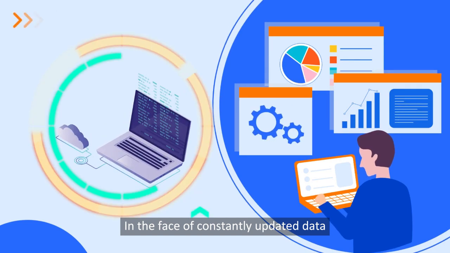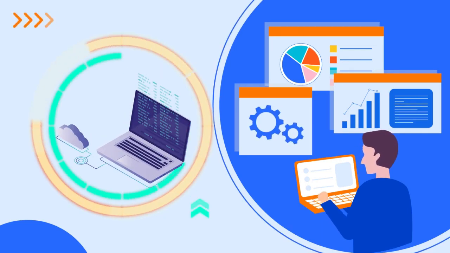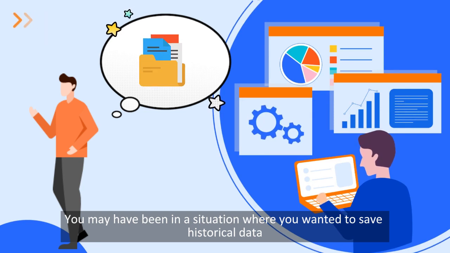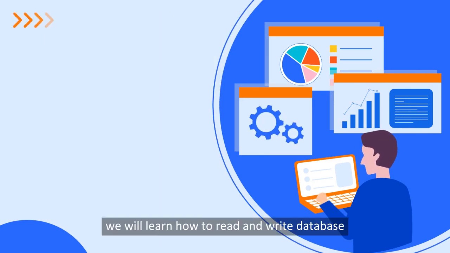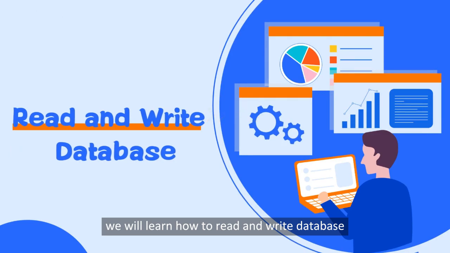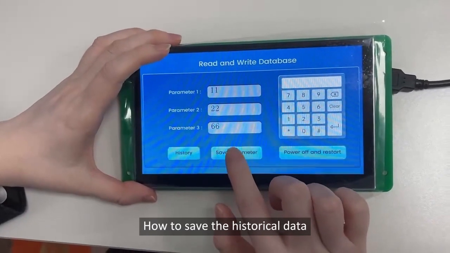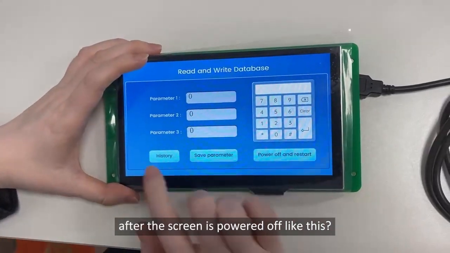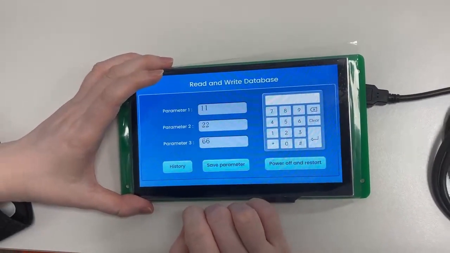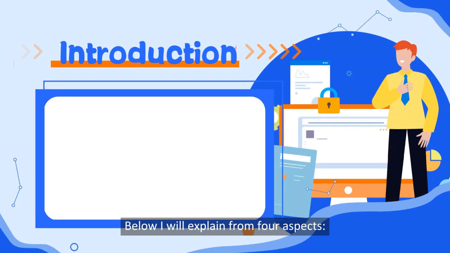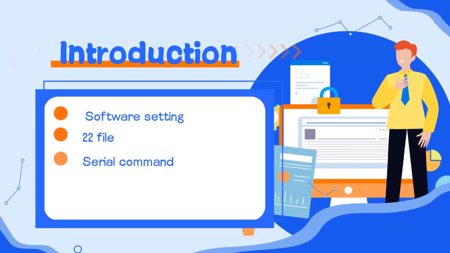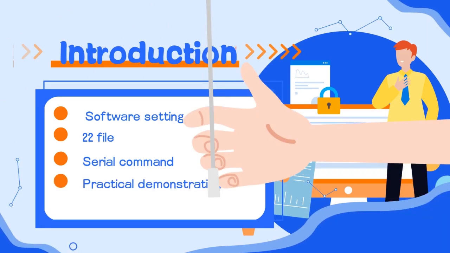In the face of constantly updated data, you may have been in a situation where you wanted to save historical data. This time, we will learn how to read and write the database, and how to save the historical data after the screen is powered off. Below I will explain from 4 aspects: software setting, 22 file, serial command and practical demonstration.